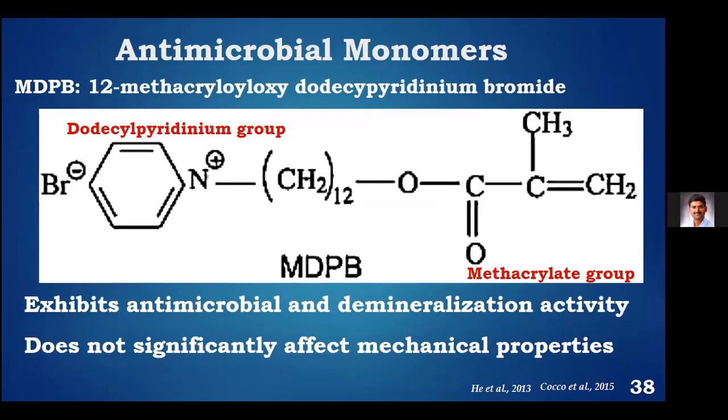One of the most widely investigated antimicrobial monomers was MDPB, a material which has a dodecyl pyridinium group attached to a methacryloyl group so that it can get immobilized in the denture base. It shows very good antibacterial as well as antifungal activity. The monomer is also found to reduce the chances of demineralization around the orthodontic brackets. You see this material being widely used as an additive in most of the dentin bonding agents these days. In the form of unpolymerized monomer, it is slightly cytotoxic, and the synthesis of this material involves some expensive chemicals.